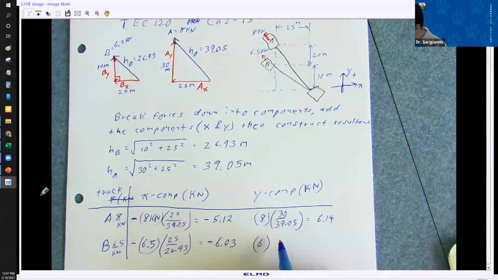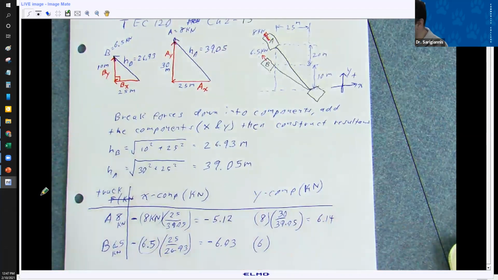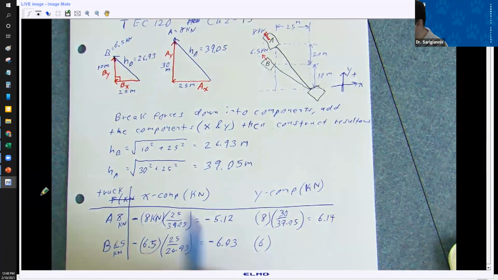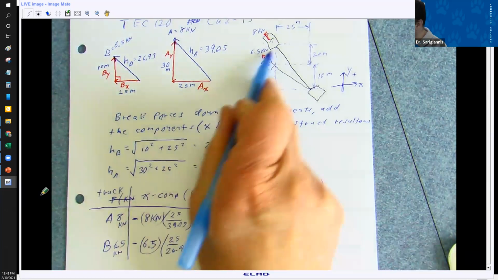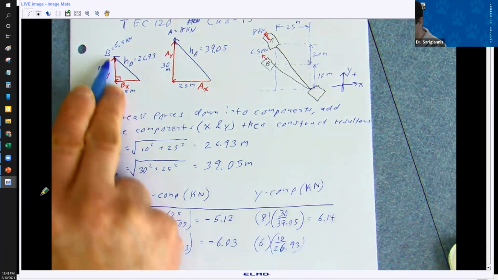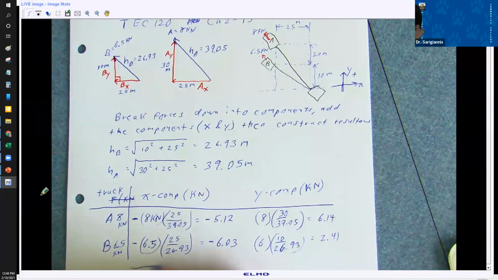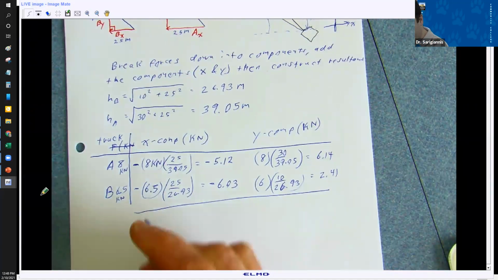Let's see. Now, that's for this geometry, right? You can have other geometries where the resultant is less than the components, particularly if they're going in opposite directions. So this one here is 6 times 10 over 26.93, right? Because our Y height is 10, and this gives us a number of 2.41. So now I'm going to add these up. Let's get through this real quick here.